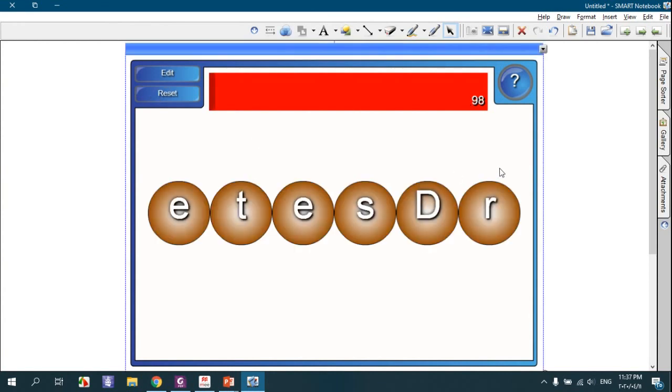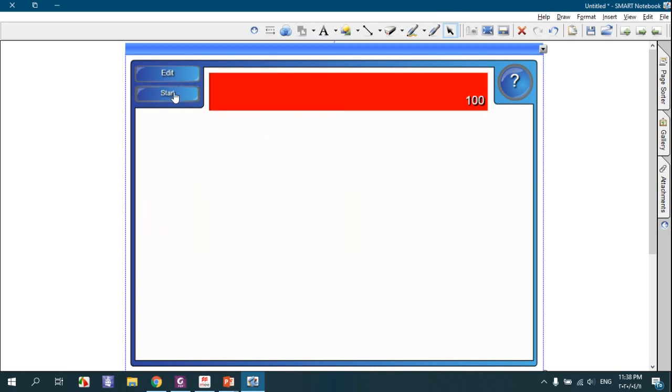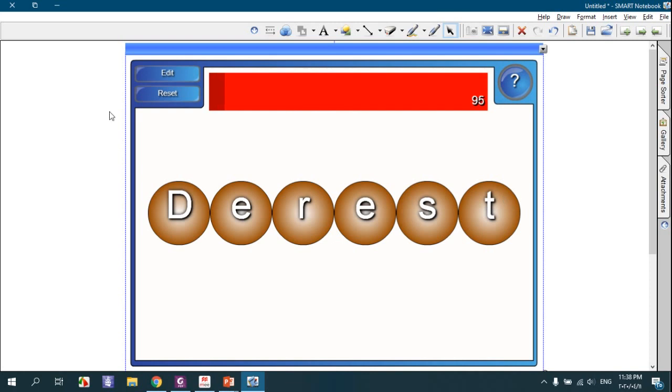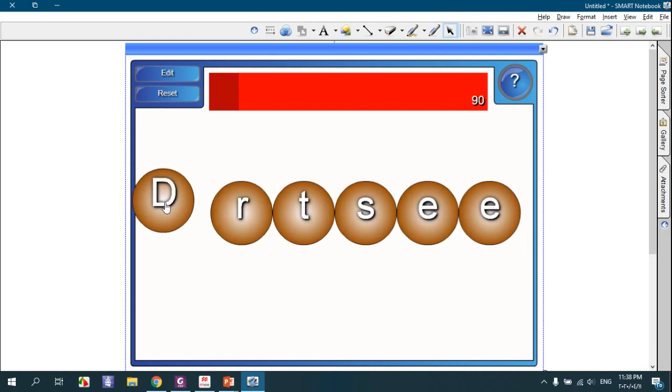Okay, yes, here we wanted to arrange the letters of this word. So what are these letters? Here we have E, T, E, S, D and O. Now we're gonna start with the capital letter. So which one is the capitalized? Yes, it's D, so D comes at first.